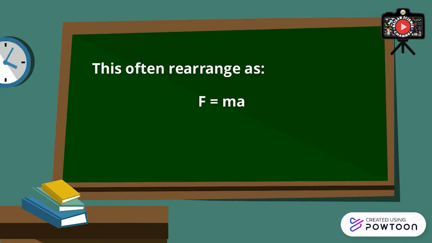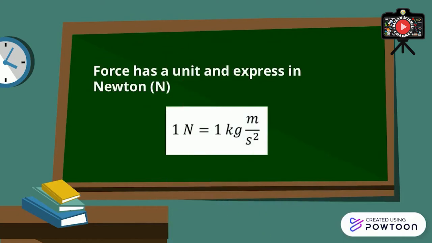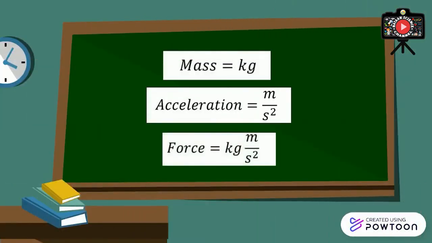Like any other quantity, force has a unit and is expressed in Newton, or capital letter N. 1 Newton is defined as the amount of force required to give a 1 kilogram mass an acceleration of 1 meter per second squared. Or simply, 1 Newton equals 1 kilogram meter per second squared. In summary, the unit for mass is kilogram, for acceleration, meter per second squared, and for force, Newton or kilogram meter per second squared. So, don't get confused with the units, okay?